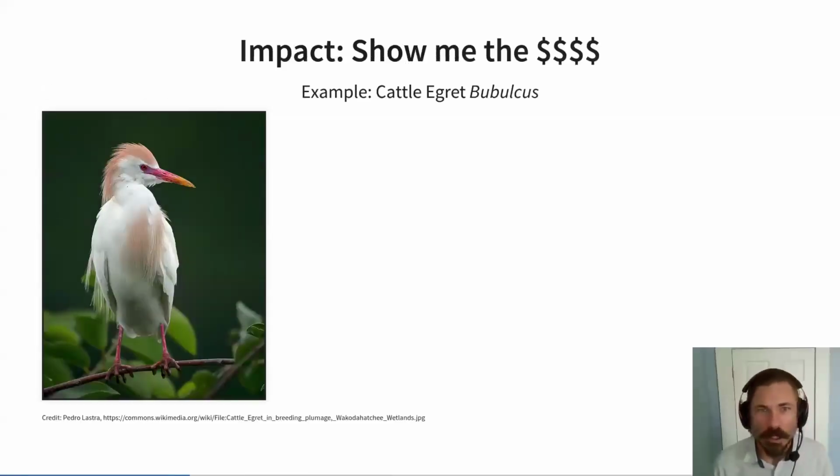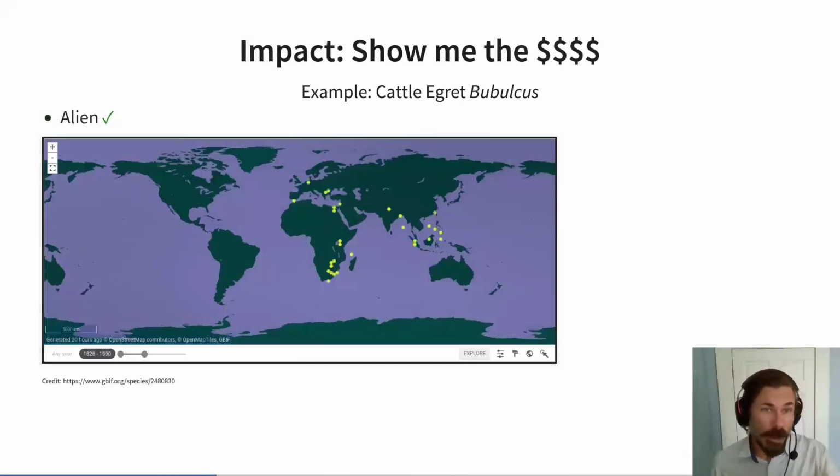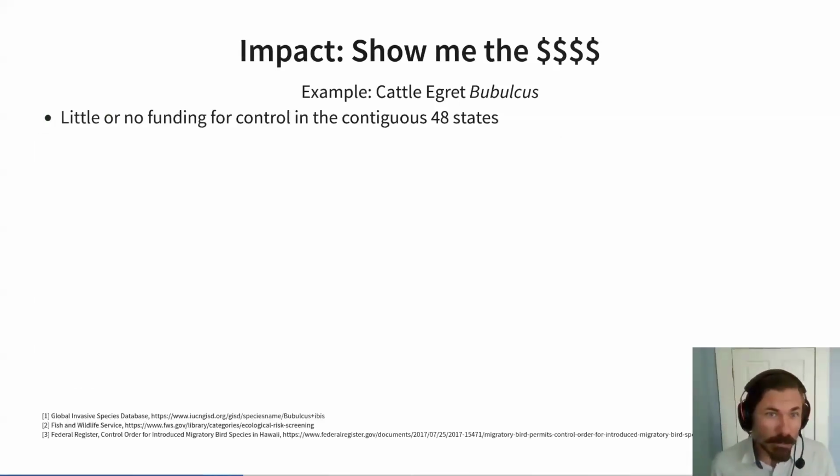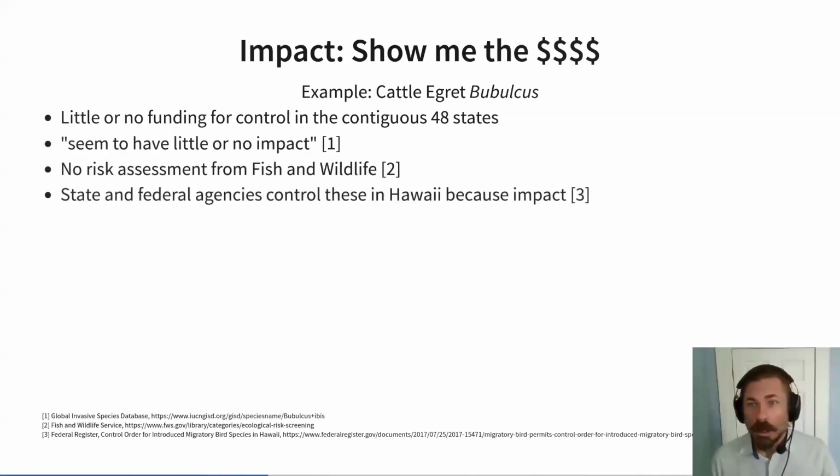So case in point, there's a species here in the US called cattle egrets. They're pretty much everywhere. They're all over the place. In Florida, you see them in cow fields all the time. They like to hang out around cattle. But they're alien. But there's basically no motivation to actually go out and manage these things, at least in the mainland 48 states. And it's because basically they're not causing any problems. They're not hurting anybody, so nobody is spending any money or making any effort to go out and manage them.